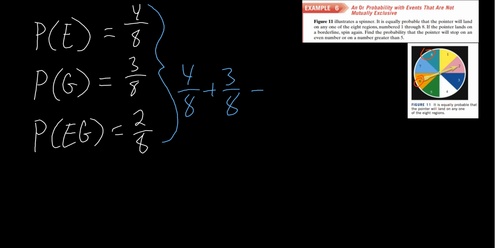So subtract 2/8. And then doing the arithmetic here, 4 plus 3 is 7, minus 2 is 5. So there is a 5/8 probability that we are even or greater than 5.